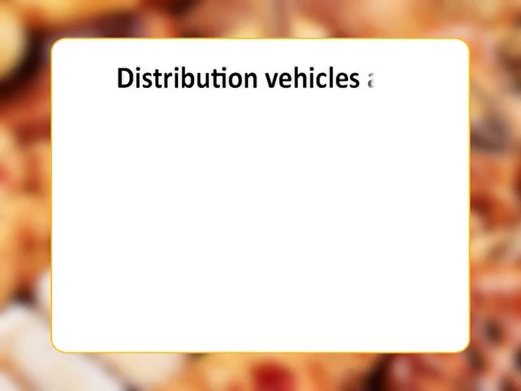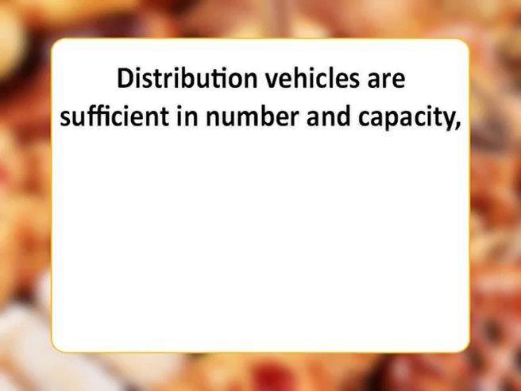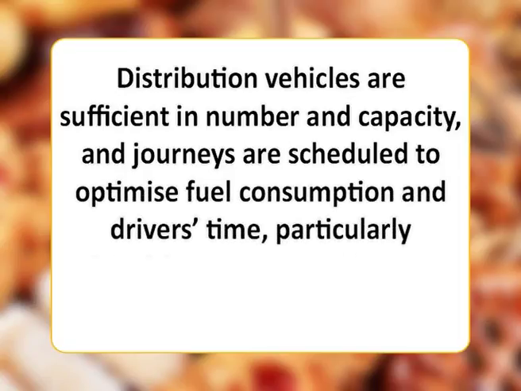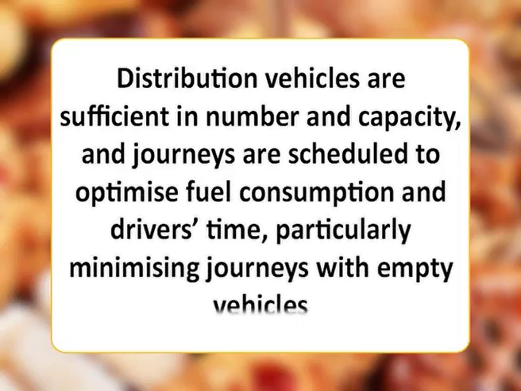Finished product warehousing is sufficient to accommodate stock levels, taking into account both production and sales volumes. Distribution vehicles are sufficient in number and capacity, and journeys are scheduled to optimize fuel consumption and drivers' time, particularly minimizing journeys with empty vehicles.